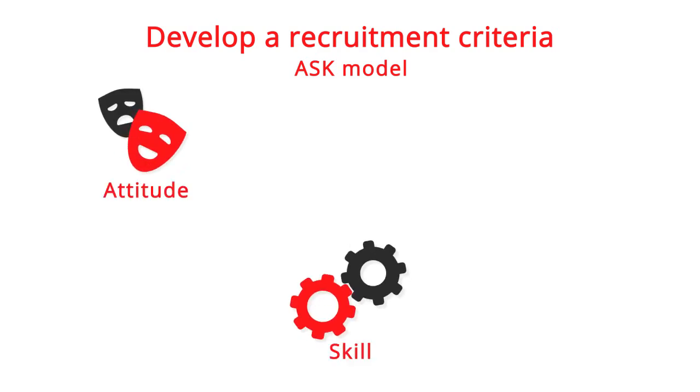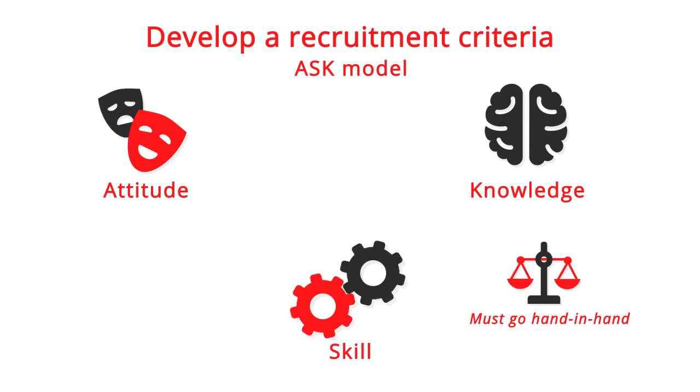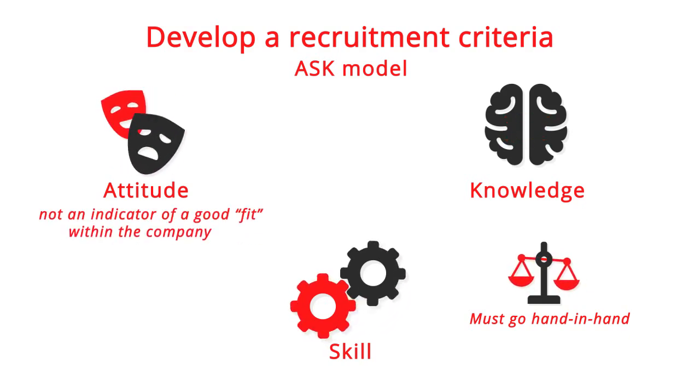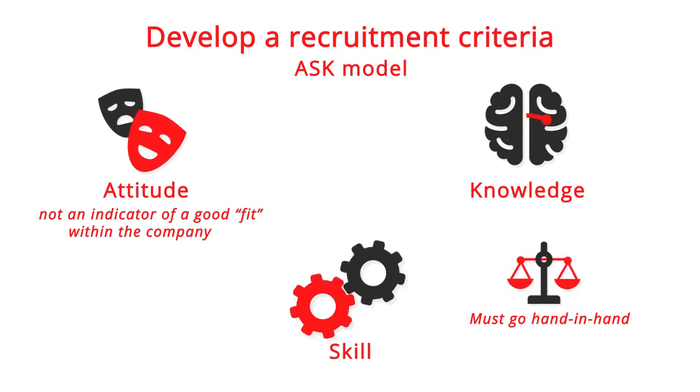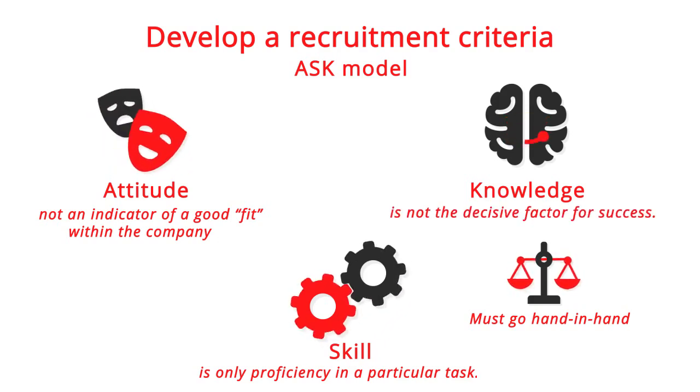The first step, where we say you develop your recruitment criteria. Now, in developing your criteria, incorporate what we call the ask model to determine the competency level of your candidates. What do we mean by ask model? Ask simply stands for attitude, skill, and knowledge. Now, all these 3 elements must go hand in hand to help you determine the competency level of your candidate. Because each one separately, for instance, attitude, is not an indicator of a good fit within the company. Skill is only proficiency in a particular task. And knowledge is not the decisive factor for success.